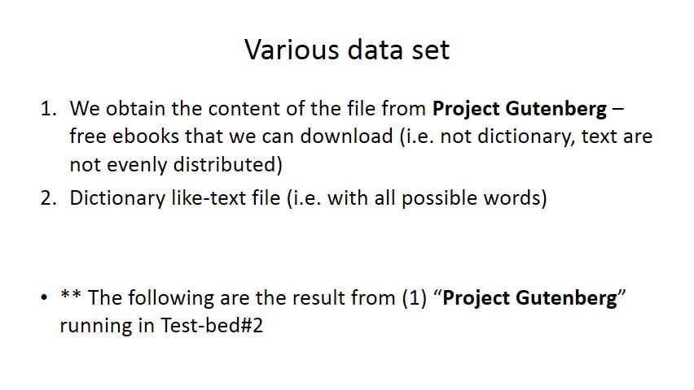The content of the data we obtain comes from two sources. One is from Project Gutenberg, which has free ebooks. They are not a dictionary, which means the text is more evenly distributed. And we're also going to run a dictionary-like text file, meaning a file that has every single word inside it. The following data sets we're going to show come from Project Gutenberg, also on the test beds we described earlier.